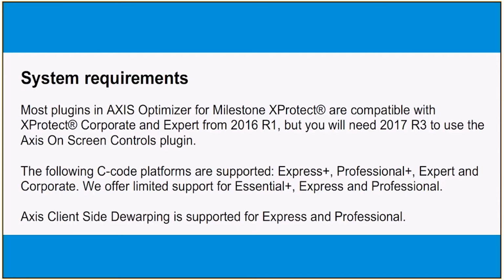Here are the system requirements for it. The following XProtect platforms are supported: Express Plus, Professional Plus, Expert, and Corporate. Axis and Milestone offer limited support for Essential Plus, Express, and Professional. Axis client-side dewarping is supported for Express and Professional. It is compatible with the versions of XProtect Corporate and Expert from 2016 R1, and to use the Axis On-Screen Controls plugin, you need 2017 R3.